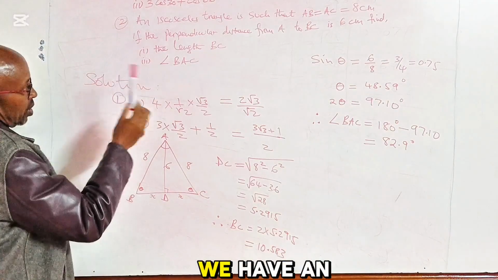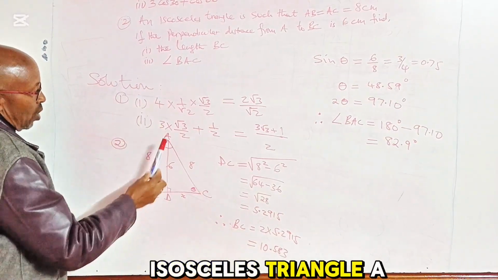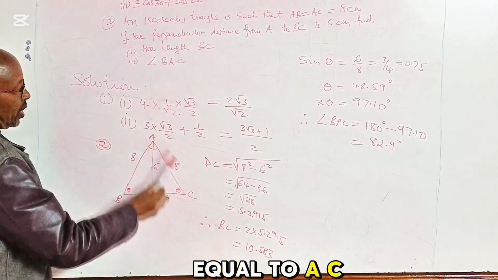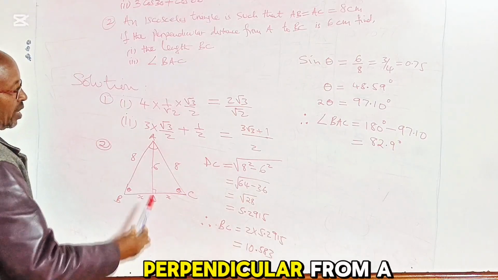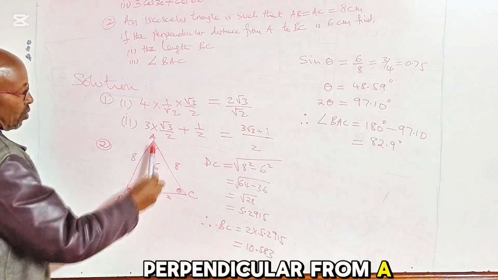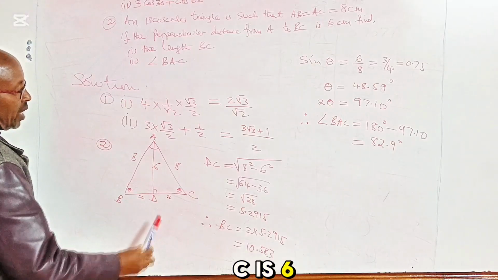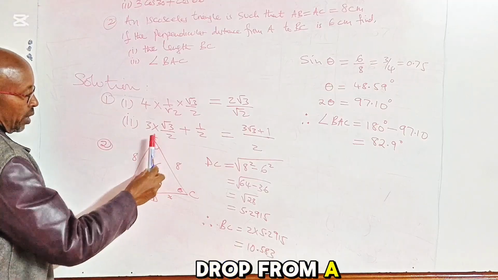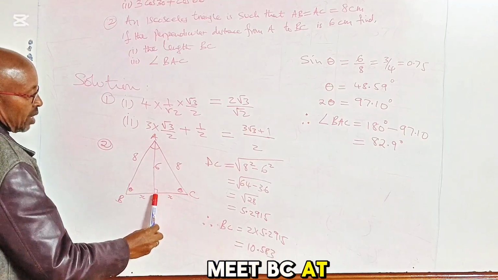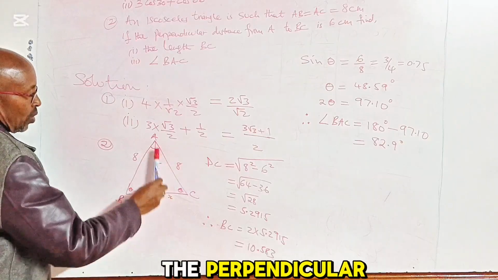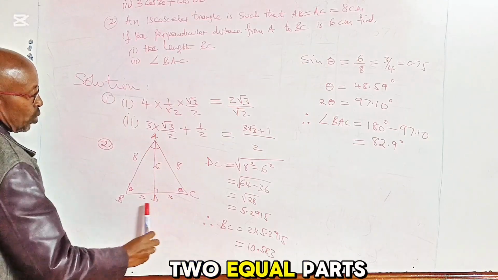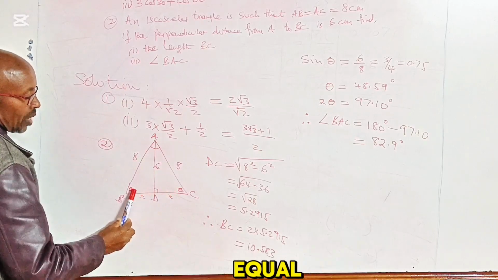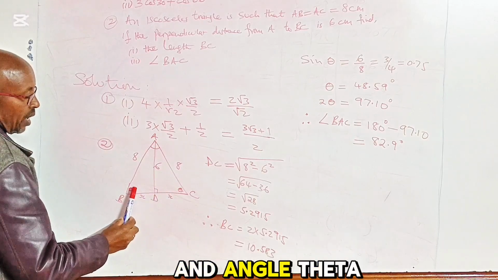Question number 2. We have an isosceles triangle ABC. AB is 8 centimeters, equal to AC, 8 centimeters. Then we are given that the perpendicular from A to BC is 6 centimeters. So we let the perpendicular drop from A to BC and meet BC at D. Since it is an isosceles triangle, the perpendicular bisector will divide the base into 2 equal parts. Note also that for any isosceles triangle, the base angles are equal. So we have angle theta here and angle theta here.